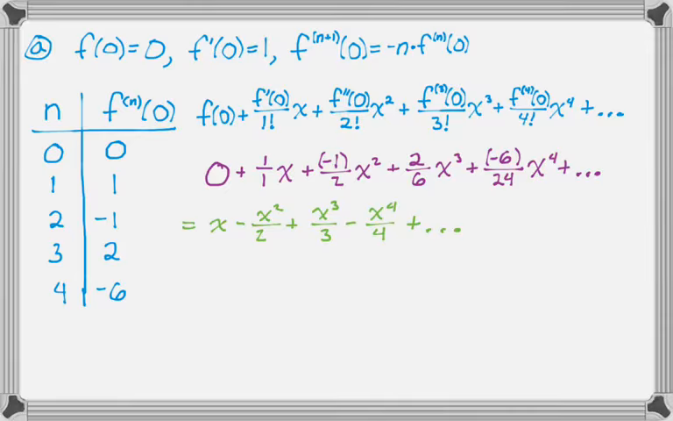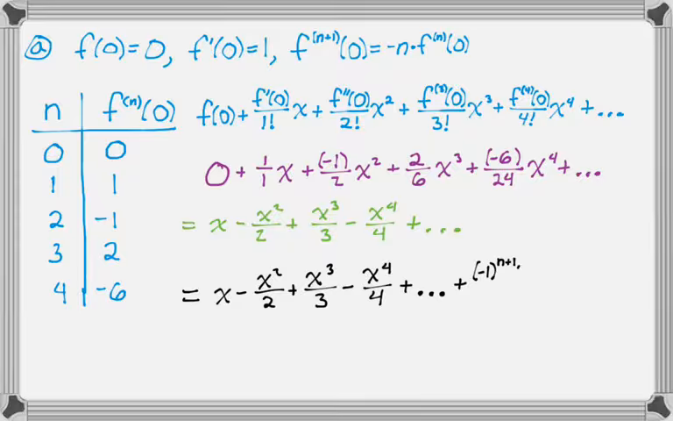And now I'm going to generalize this thing. So it looks to me like every odd power needs to be positive, so I want a -1 to the n plus 1, and then that's just going to be x to the n over n, plus ... So that should do it. And now we're going to move on. We're actually going to use this, but we're going to move on to part B.